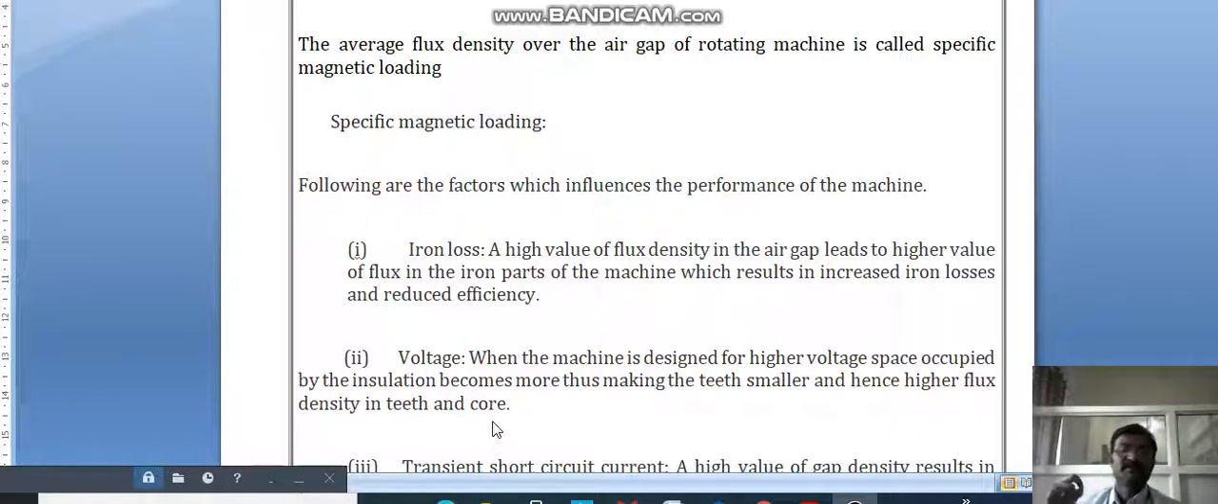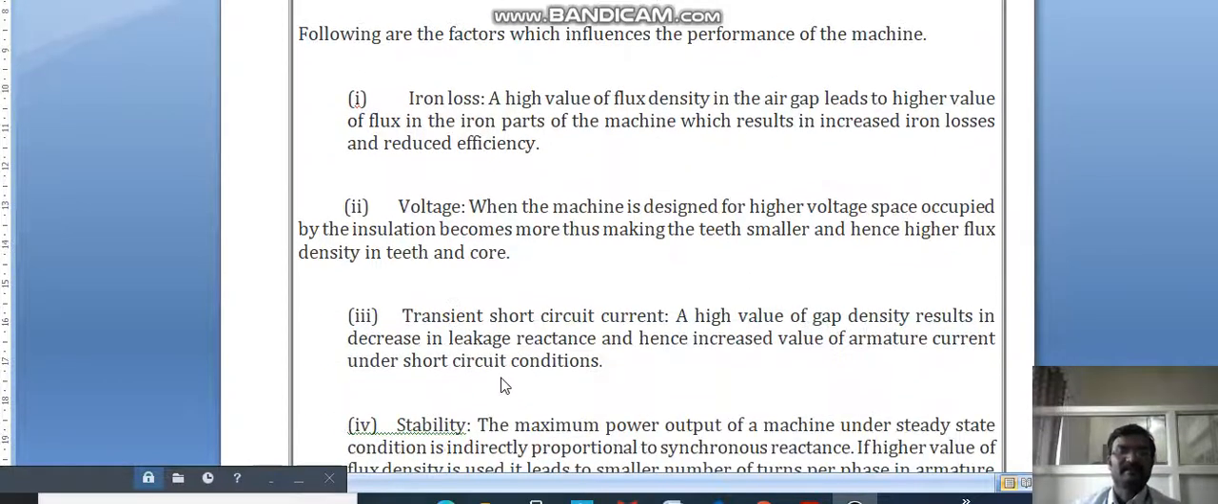If you go for a high value of voltage, what will happen? When we go for high voltage, we need more insulation in that particular machine. With more insulation, the teeth size will be reduced.